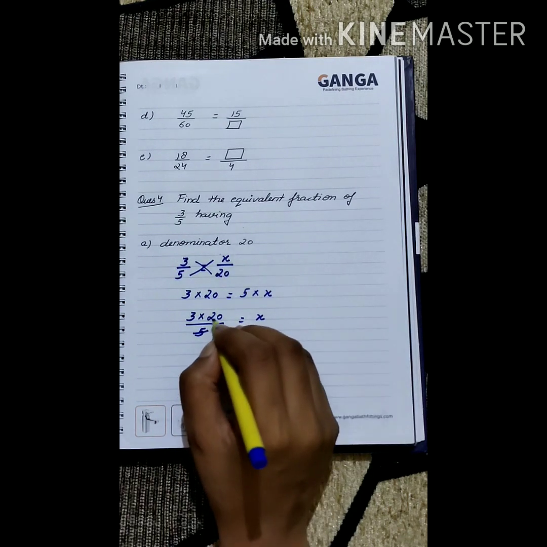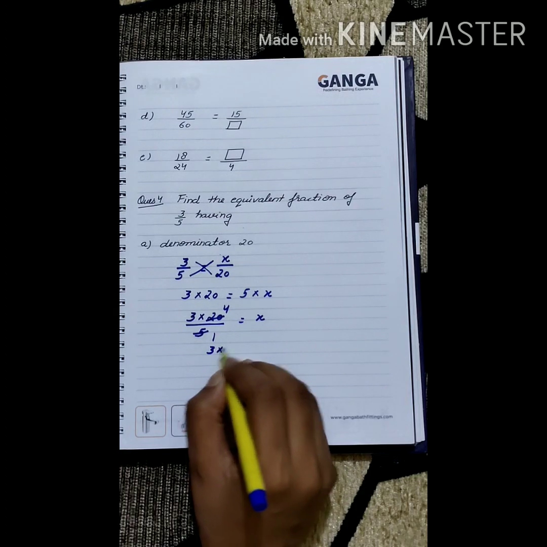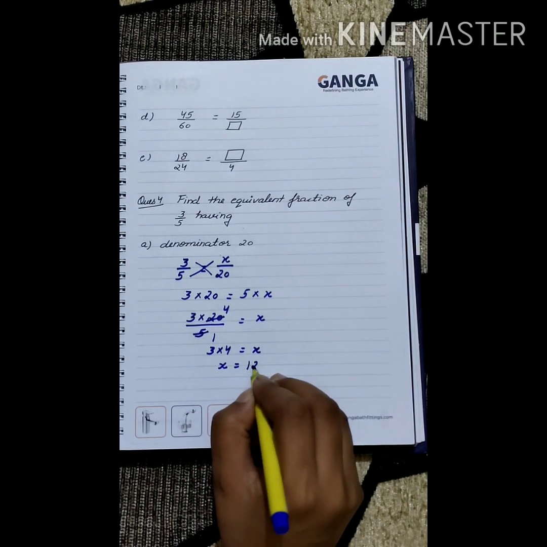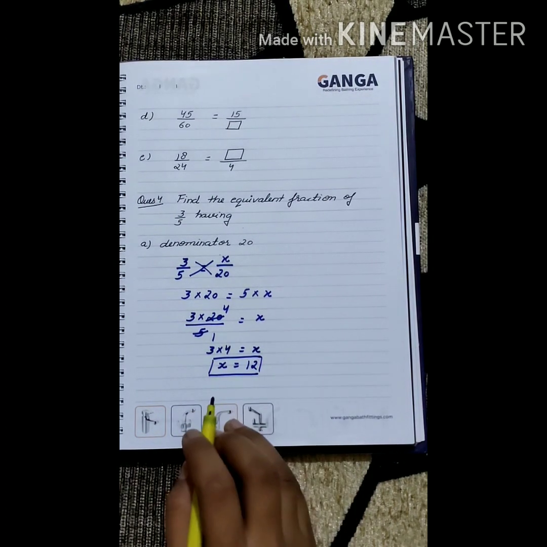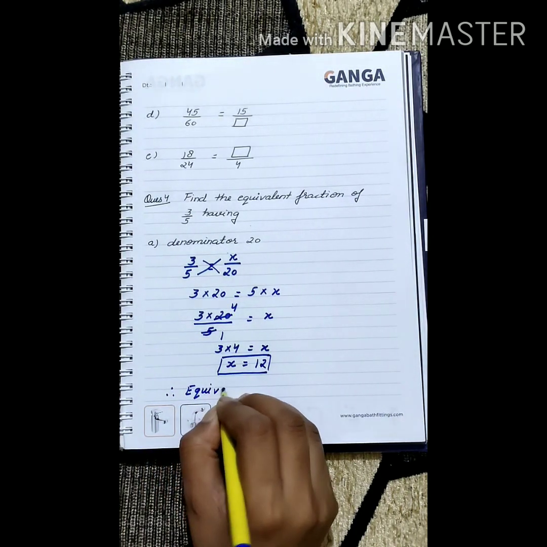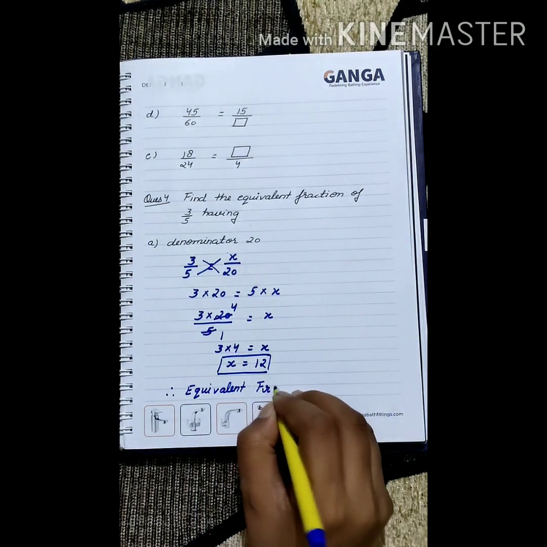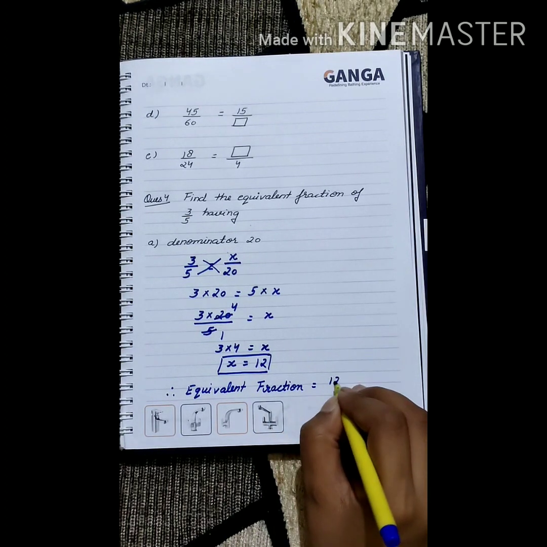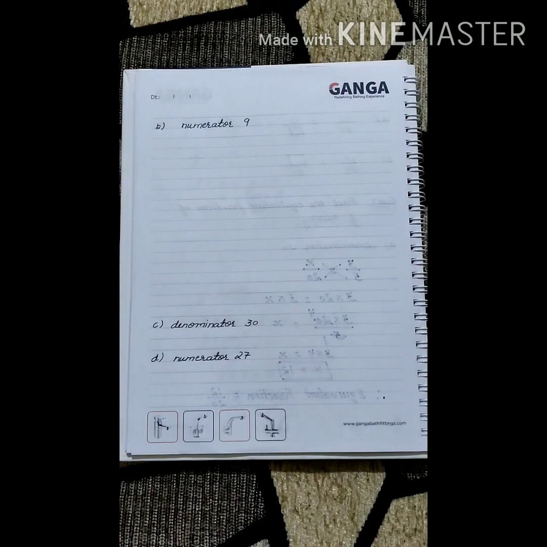After simplification, 5 ones are 5, 5 fours are 20, we will get 3 into 4 is equals to x. Therefore, x is equals to 12. This is the numerator that is having denominator 20. Therefore, equivalent fraction is equals to 12 divided by 20.